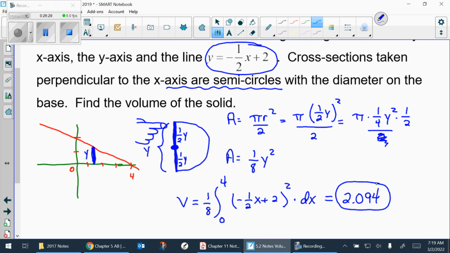Our next section is going to be the exact same thing, but all of our cross sections are going to be either circles or they're going to be circles with a hole in them called a washer. But we'll eventually get to that. Let's get some practice on volume by cross sections using squares and triangles and semicircles.